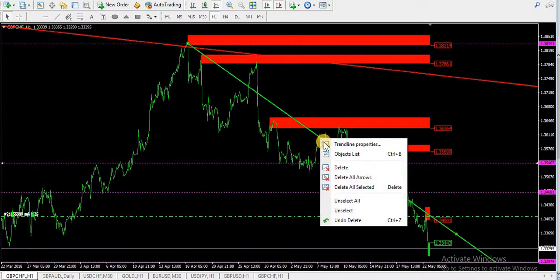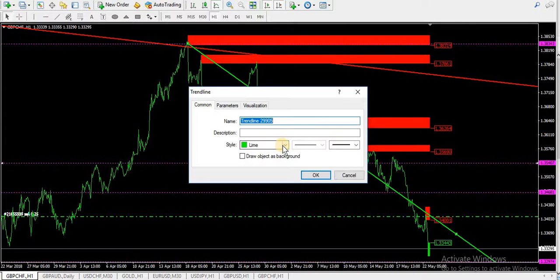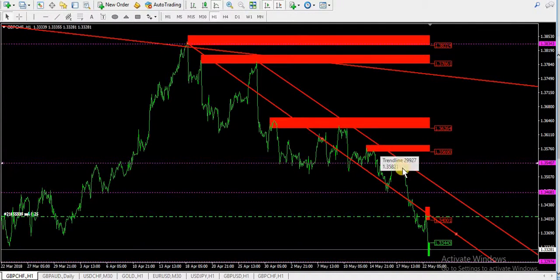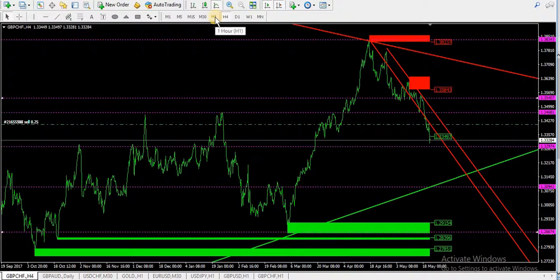So let me do this. I want to make this red because I want to know the direction of the trend. This is red. Let me place another one here. Now I just use this to help me know the direction of the trend. This is the hourly time frame.